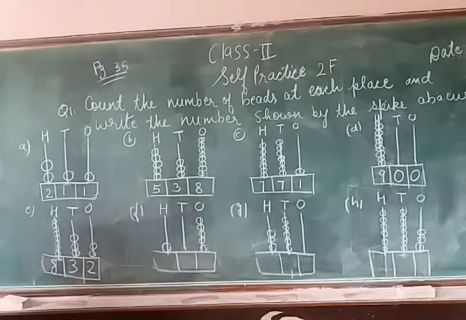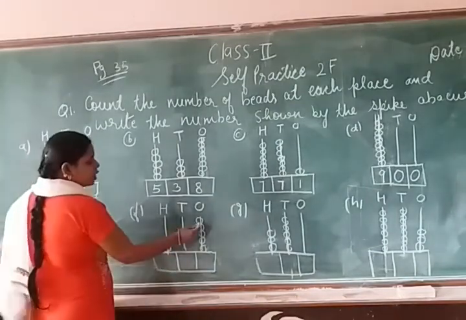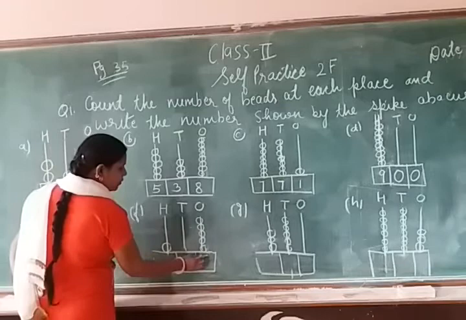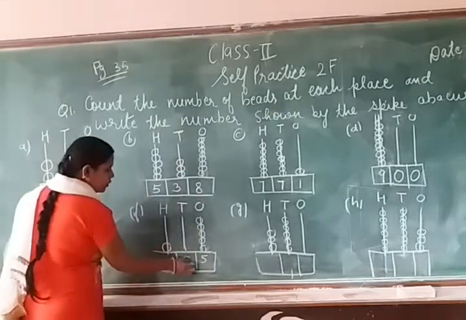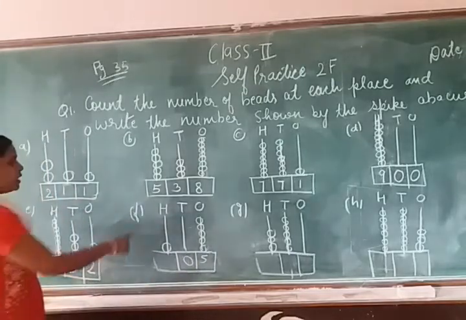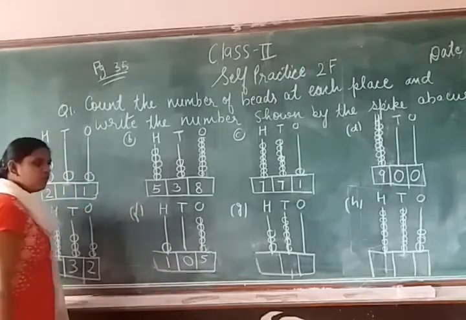832. Now come to the next question. Question F. Beats at one's place? 1 2 3 4 5. Write here 5. Beats at tens place? No beats, that means you have to write 0. Beats at 100 place is 1, so write here 1.